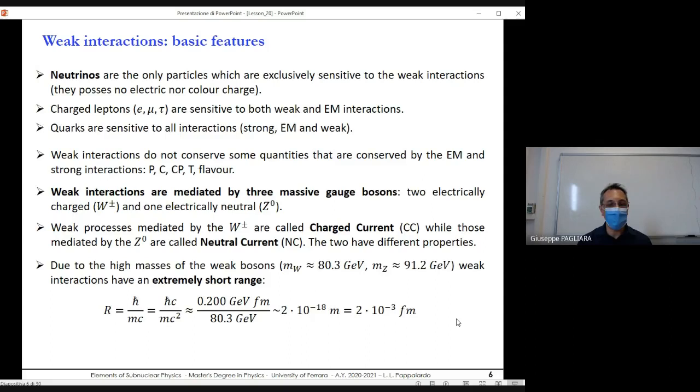Finally, due to the high mass of the weak boson, which is of the order of 80 GeV for the Ws and 91 GeV for the Z, the weak interactions have an extremely short range. This we can calculate in, let's say, the Yukawa-like way. So the range of the interaction is essentially inversely proportional to the mass of the exchanged boson. If you put in such a large mass, you obtain a range which is extremely small, of the order of 1 per mil of the dimension of the proton, 10 to the minus 3 Fermi.